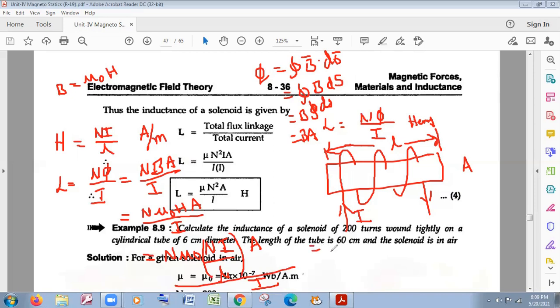N into N is N square, mu, and I and I get cancelled here. So N square mu A by l, where L is the inductance of the solenoid. L is equal to, actually it is mu only, my dear students, you can write it as mu N square A by l. Inductance is measured in henry. Got it?